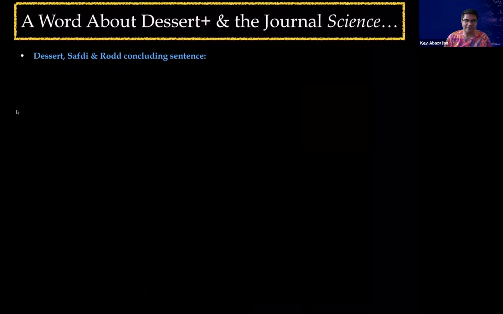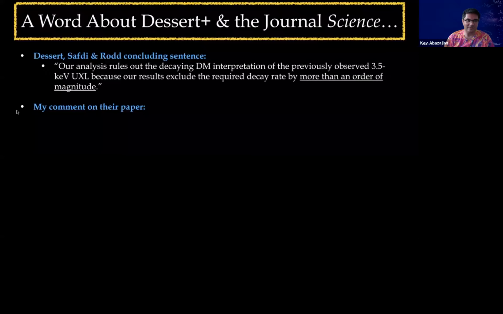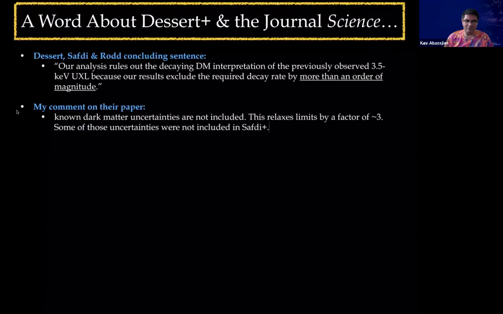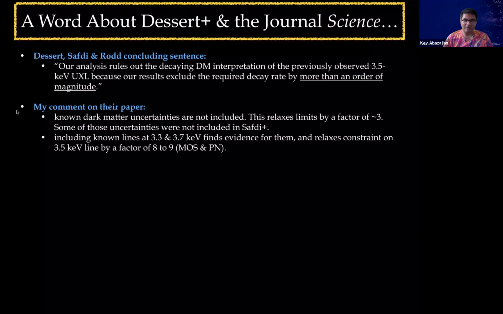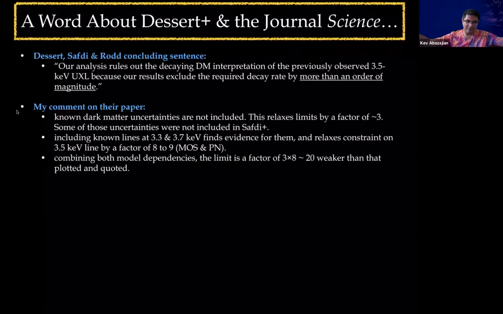Here's their concluding sentence in the paper by Desert and Company: "Our analysis rules out this dark matter interpretation because they exclude the required decay rate by more than an order of magnitude." Okay, so I wrote a technical comment on their paper and submitted it to the journal Science because, first of all, they didn't include those dark matter uncertainties, and that relaxes their limit by a factor of 3. Some of those dark matter uncertainties, namely the local density of dark matter in the Milky Way halo, weren't included in their analysis. So when you include known lines at 3.3 and 3.7 keV, you find evidence for them, which I showed, and that relaxes the 3.5 keV line limit by a factor of 8 to 9. Combining both things, which are different model dependencies, you get a factor of 3 times 8, and let's just say that's a factor of 20 weaker, right?